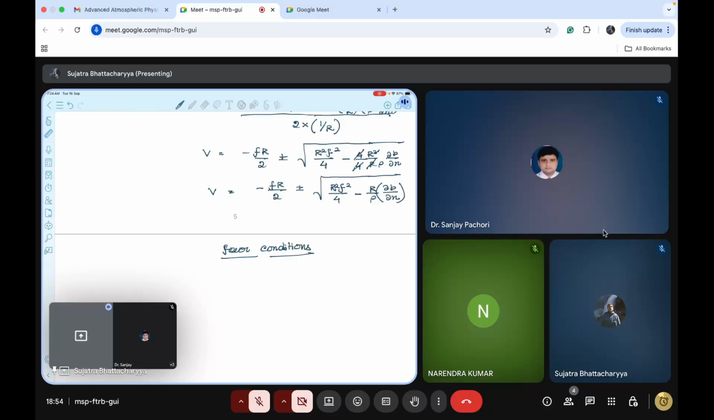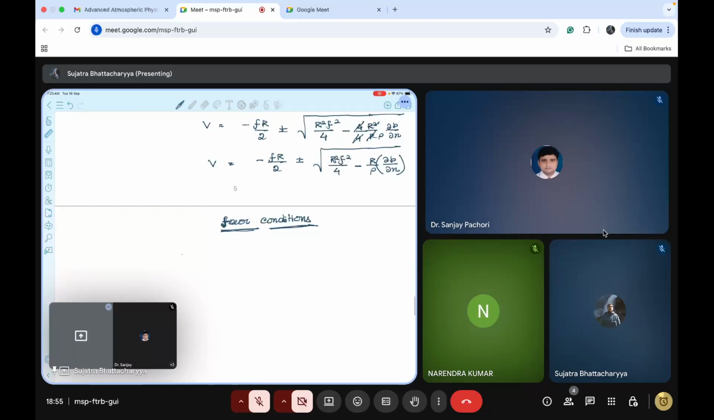Like for the cyclostrophic winds, there are 2 conditions which, from the mathematics, it is clearly seen will not be working. But here all the conditions will work. The mathematical expression is quite complicated, but if you just see this, it will be easy to visualize.